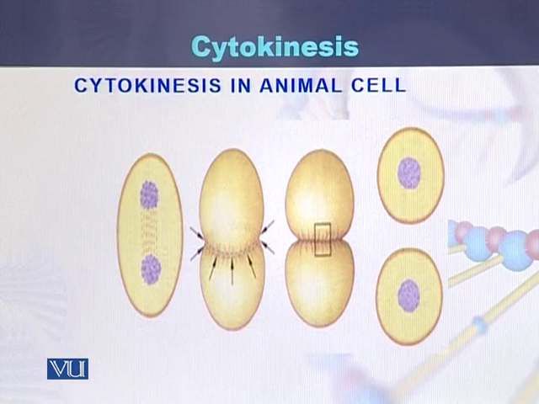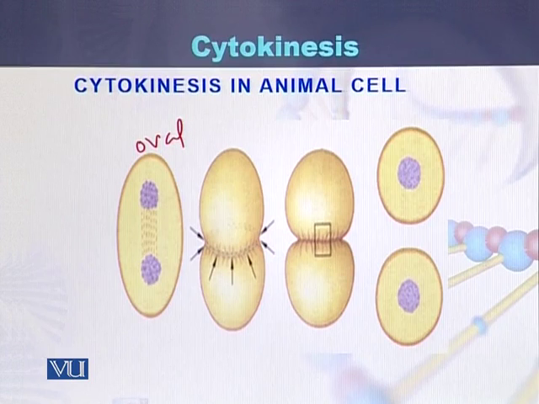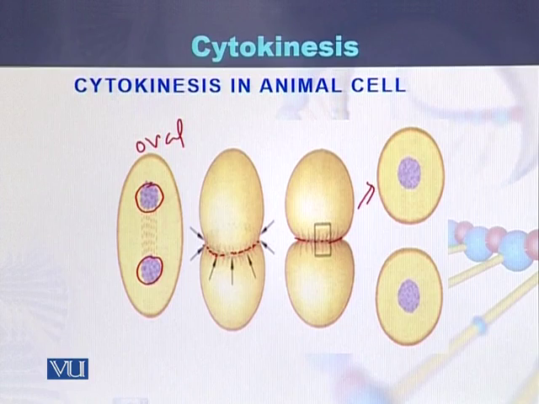This is the second diagram where we can see a single cell that is oval in shape, that contains two nuclei, nucleus 1, nucleus 2, and there is a deep furrow by the membrane, and ultimately from this point the cell is converted into two daughter cells.